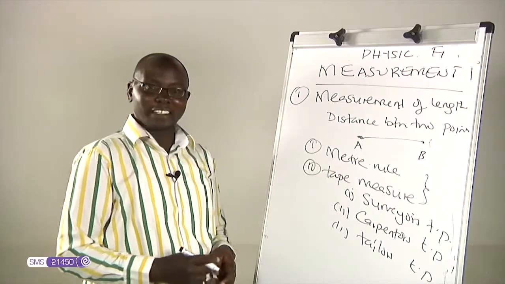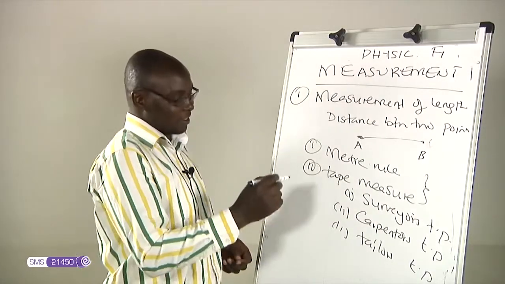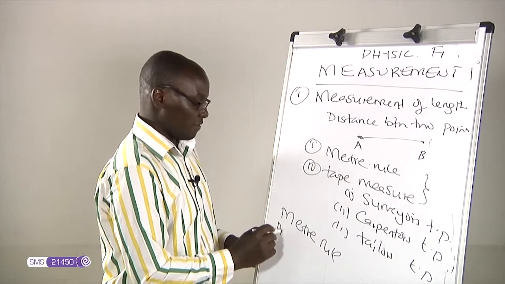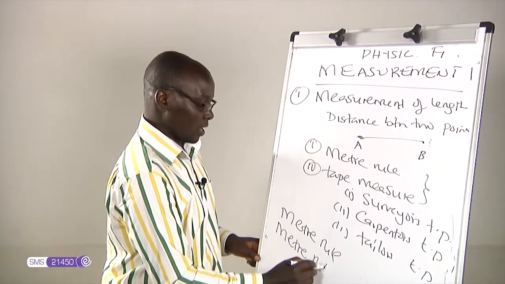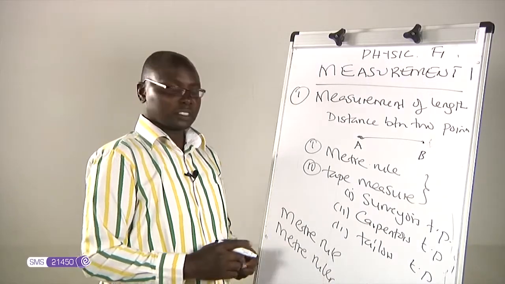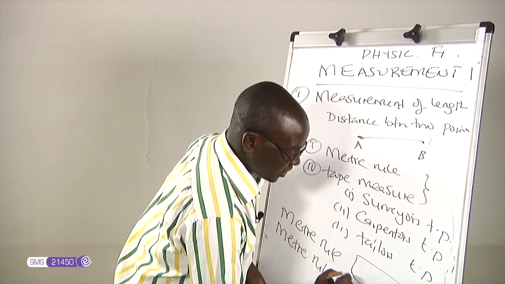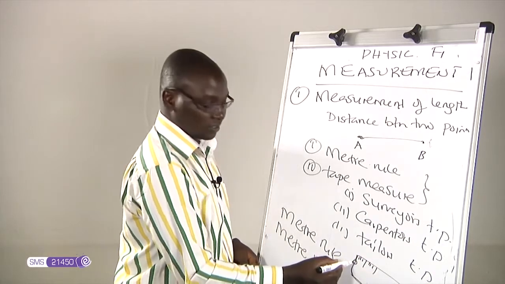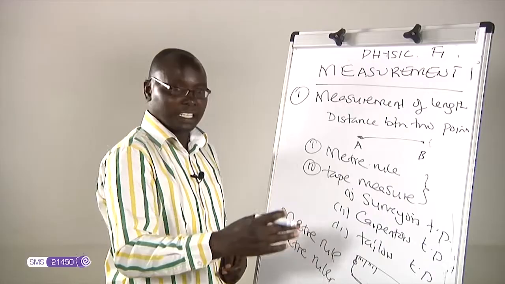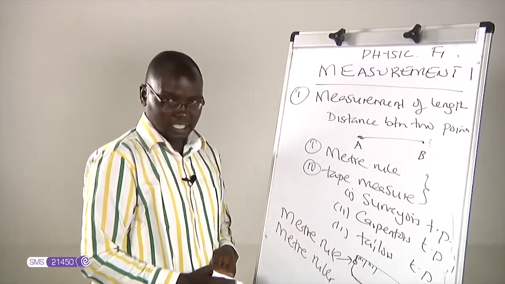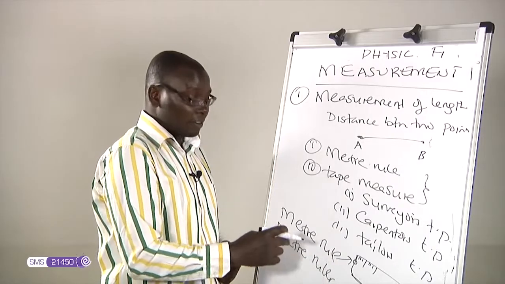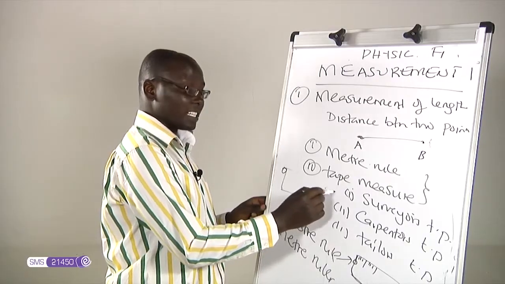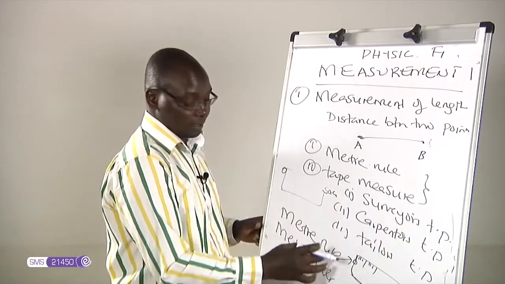Someone might ask what's the difference between the meter rule and the meter ruler. Let me give the distinctions. The meter rule has its markings or graduations starting at the very edge of the rule. There's no space left, there's no allowance left. We have a half meter rule, from 0 to 50 centimeters, and then we have the full meter rule.